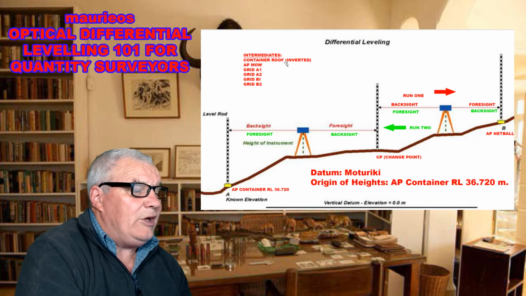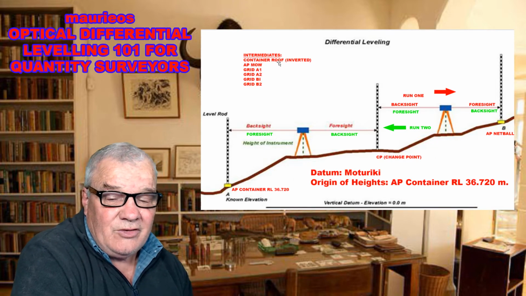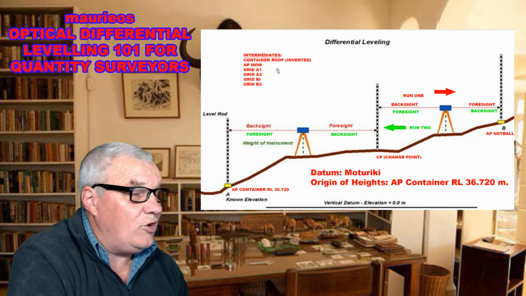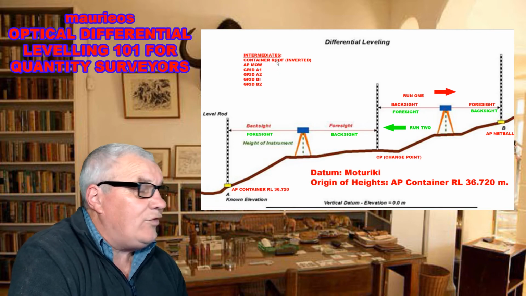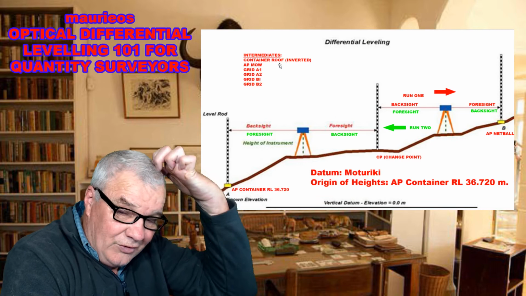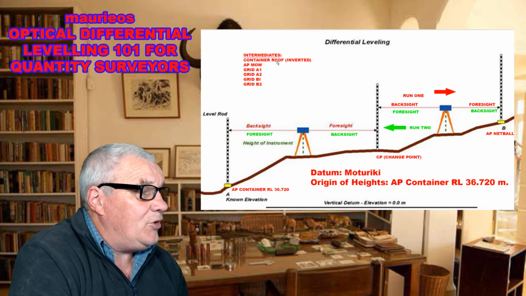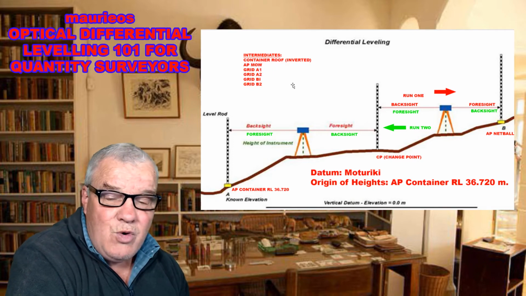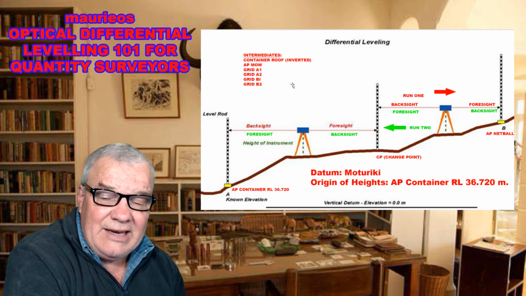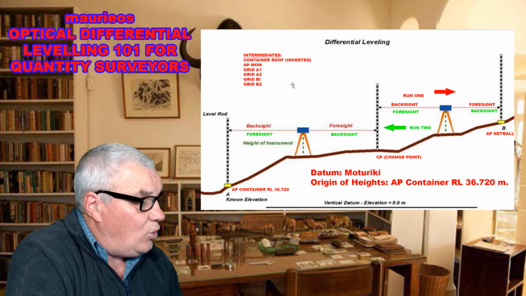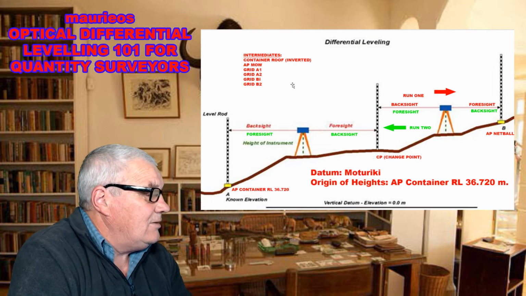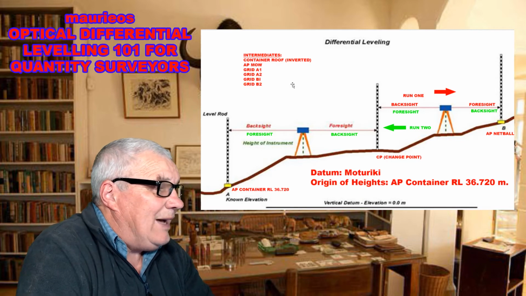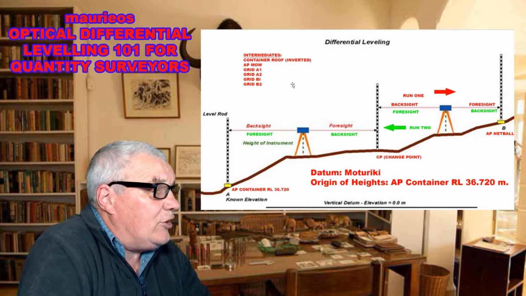Also along the way, we're going to work out the RL, the levels or heights, of a couple of points of interest. The container roof, we want to just get an idea of what the height of that is, and we're going to do that with an inverted staff, upside down. And AP Mo is another little point, but we're just going to pick that up as an intermediate shot. Not quite as accurate as including it in a levelling run as we are here with AP netball, but just for further interest.